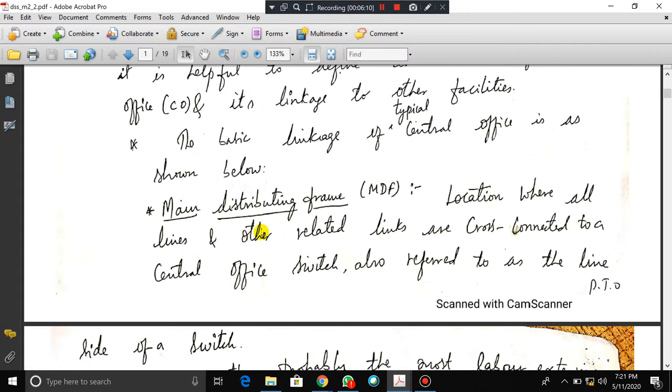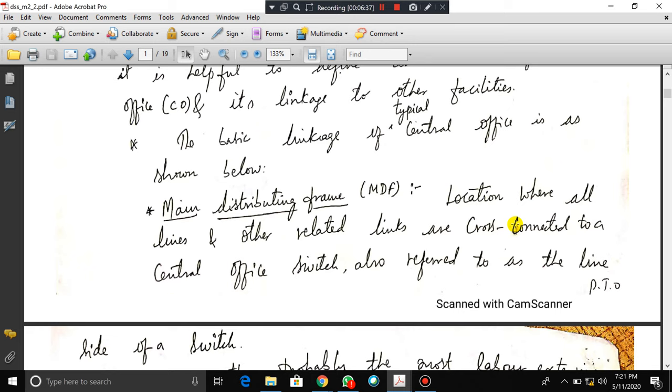Let us start with the first block, the main distribution frame, abbreviated as MDF. It is the location, the place, where all the lines and other related links are cross connected to the central office switch.